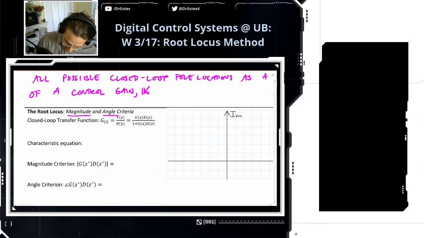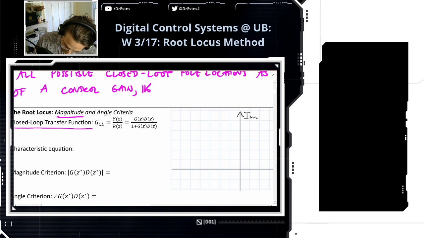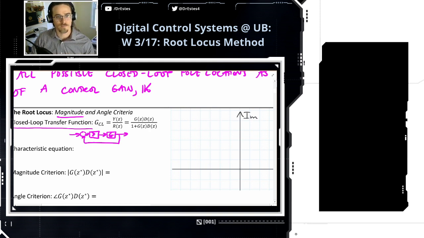Let's say we have this closed loop transfer function. If you have a feedback loop like this, you have D, your controller, that feeds into G, and then that feeds back to this summer. So this is our standard feedback model that we're using. If you have a feedback system that looks like this, this is the closed loop transfer function that relates the output Y to your reference R.